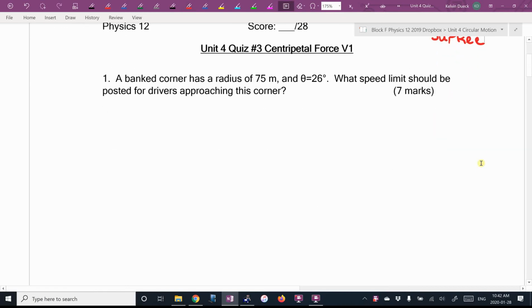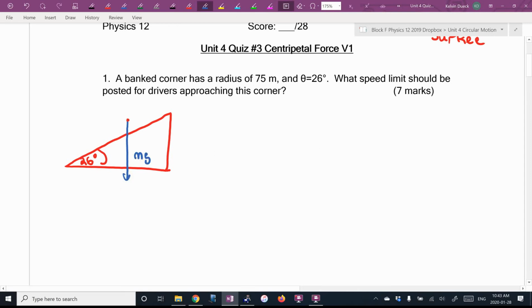So we have a banked corner. For a banked corner, I tend to draw it like that. It says theta is 26 degrees. And there's the car. I'm not going to draw a car. What's the speed limit? We need to do a free body diagram. What are the forces acting on this object? Get the obvious one. I have gravity down.